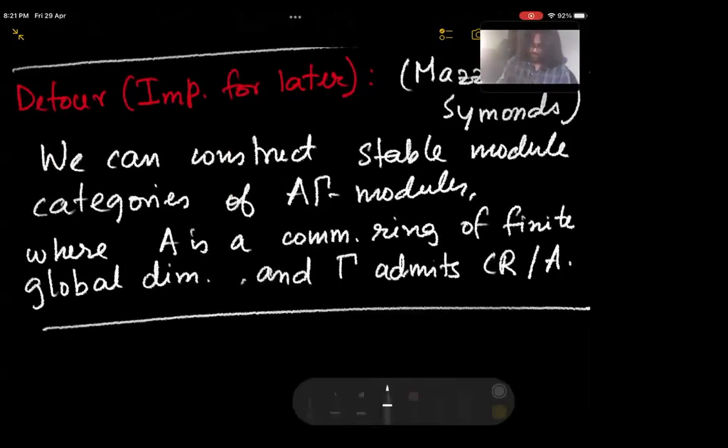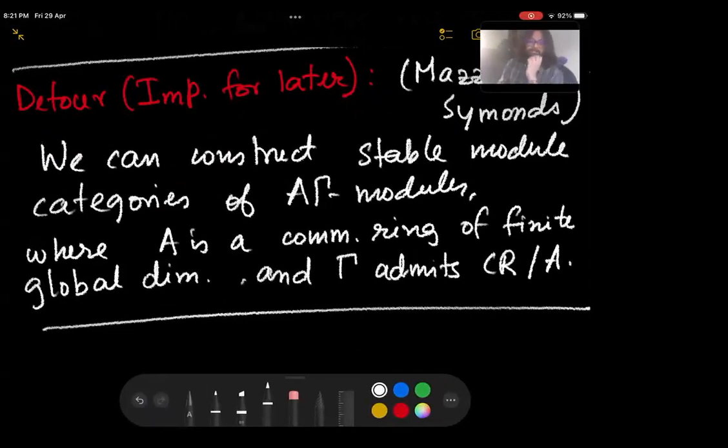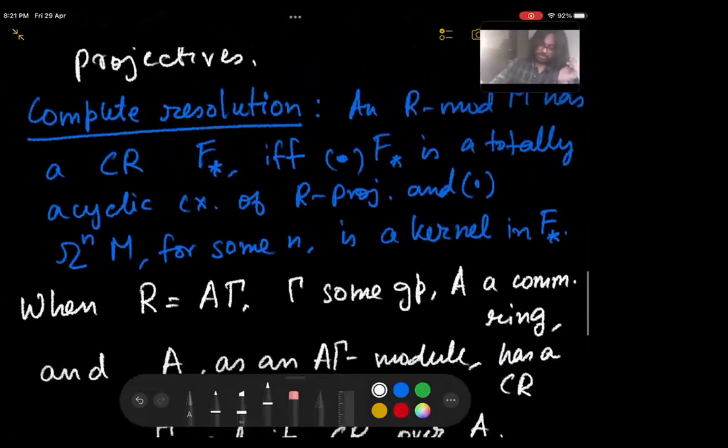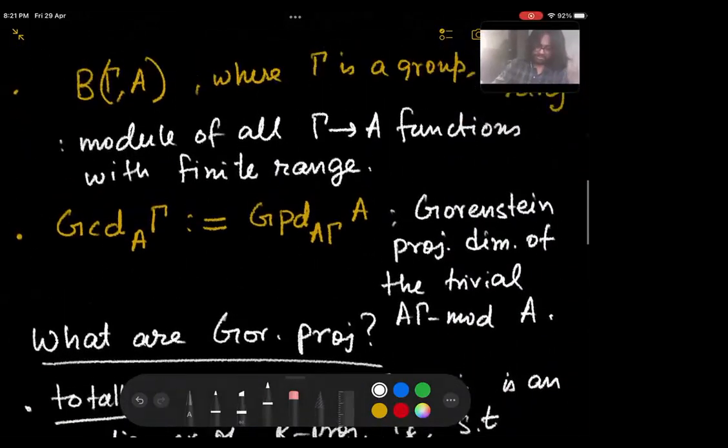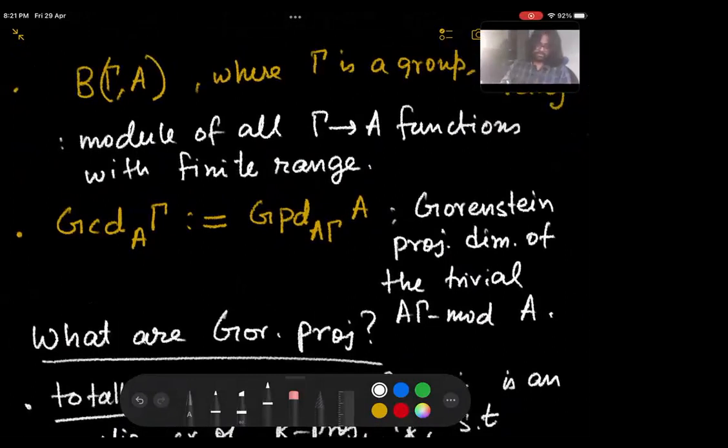Actually, if you go and read their paper, you will see that this is not what they do. They require gamma to satisfy certain properties that are slightly stronger than, say, gamma admits complete resolutions. And they require A to be Noetherian. But it turns out that their treatment works perfectly well for this situation. So now, where were we? We were talking about complete resolutions, and before that, we were talking about Gorenstein projectives. And before that, we were talking about this guy.